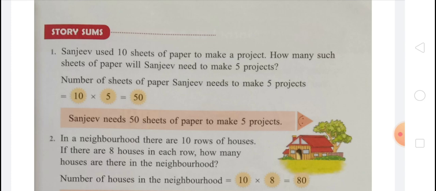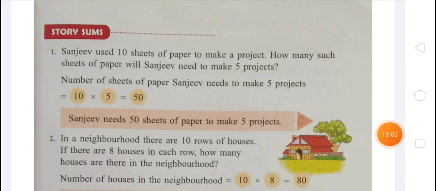For one project, Sanjeev needs 10 sheets of paper. And for 5 projects, how many sheets will Sanjeev need? The number of sheets of paper will be 10 multiplied by 5 equals 50. Why? Because 10 is the number of sheets required to make one project, and Sanjeev has to make 5 projects. So Sanjeev needs 50 sheets of paper to make 5 projects.